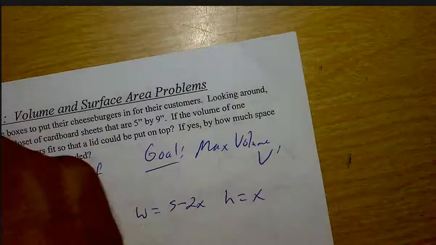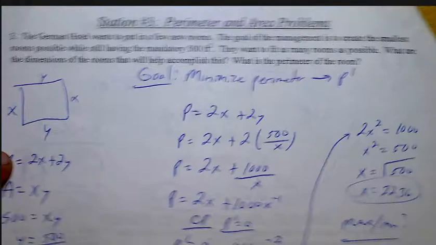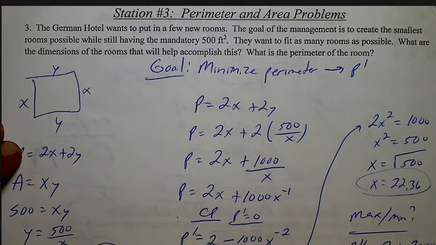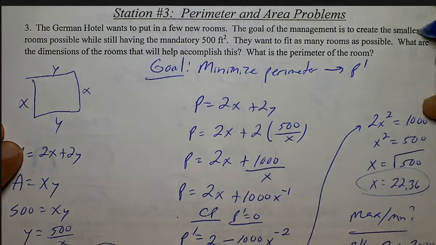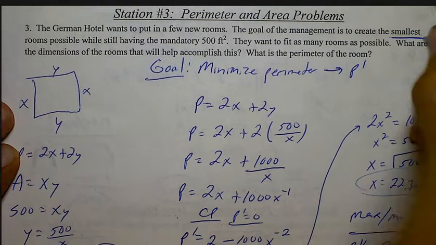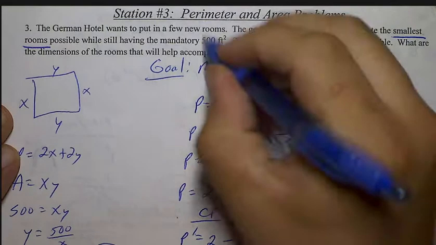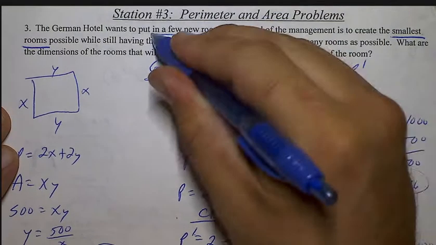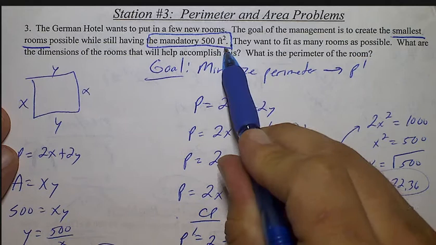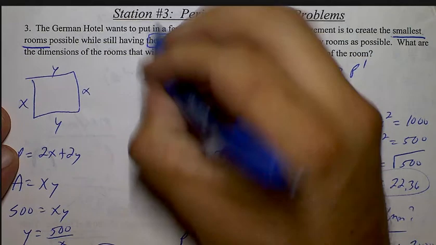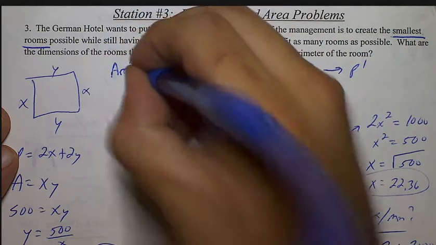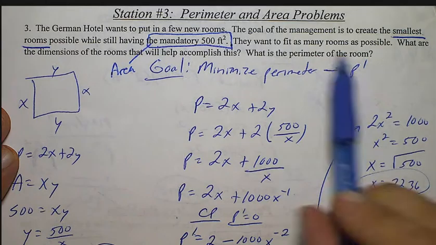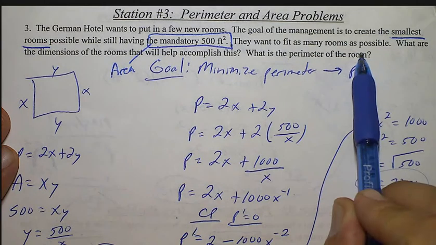Okay, see, hotel here, the management wants to create the smallest room possible while still having a mandatory 500 square feet. So now what are they giving you? 500 square feet, that's going to be the area. So we're going to fit as many rooms as possible. What are the dimensions to help accomplish this? If I'm trying to find the smallest room possible, my goal here is to minimize perimeter. So between area and perimeter, I'm going to need to minimize perimeter, so I'm going to be using P prime.